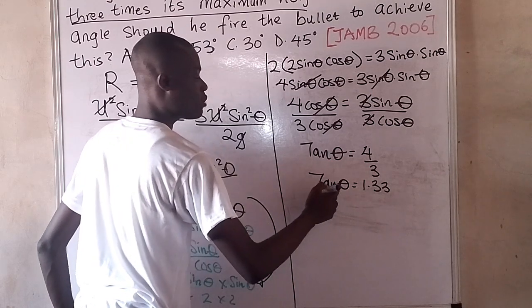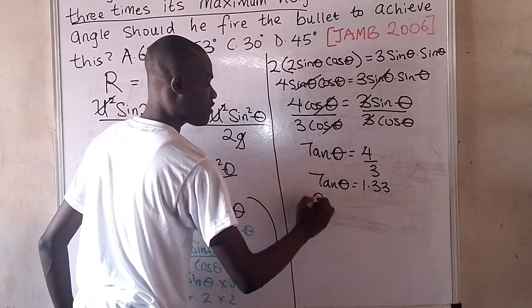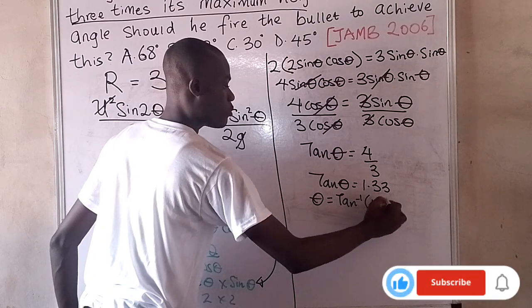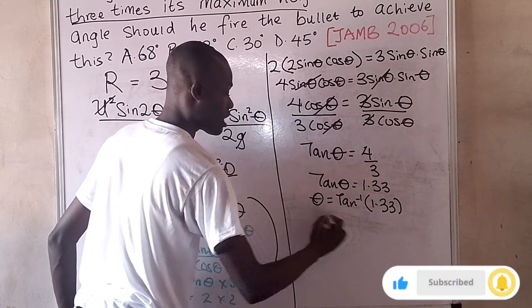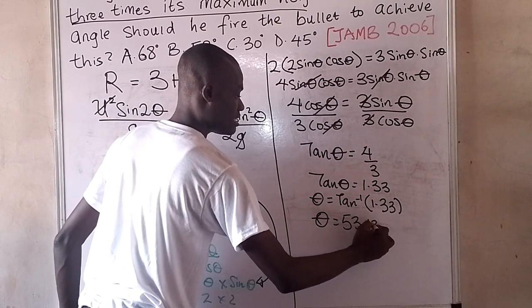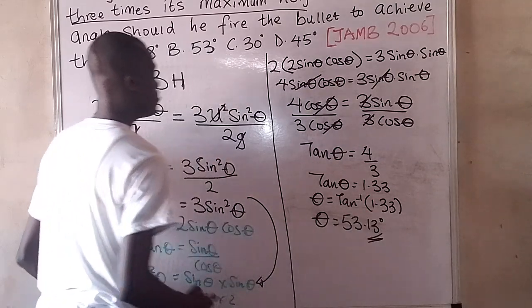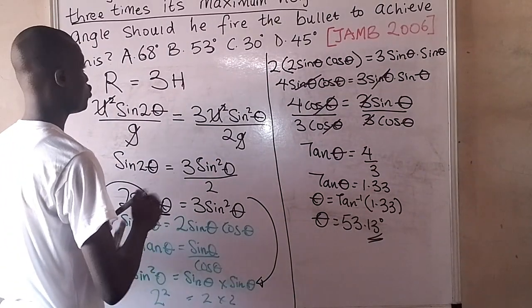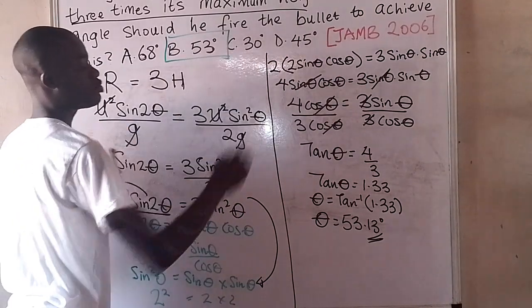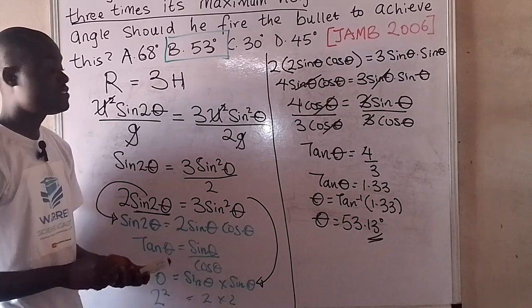And 4 over 3 is the same thing as 1.33. So when we take the tan to the other side, we now have tan inverse. So it becomes tan inverse of 1.33. So when you take your calculator and press this, your theta is going to be 53.13 degrees. So that's approximately equal to 53 degrees. So the answer to this JAMB 2006 question is 53 degrees.